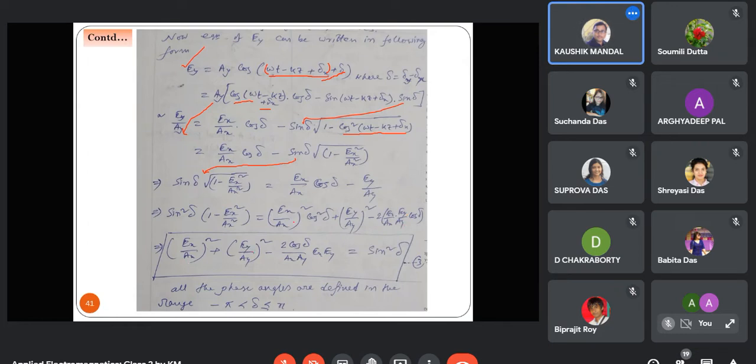Now if you simplify it, sin square delta plus cos square delta is 1. So it becomes Ex by Ax whole square, plus Ey by Ay whole square, minus the cross term, equal to sin square delta. This is the final expression to represent the elliptical polarization, equation 3. In this equation, the phase difference delta lies between minus pi and pi. Now the question is why this equation represents the general equation of elliptical polarization.